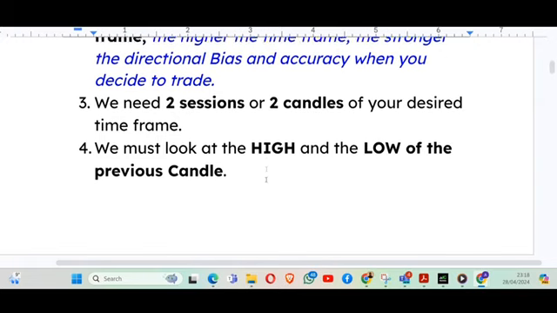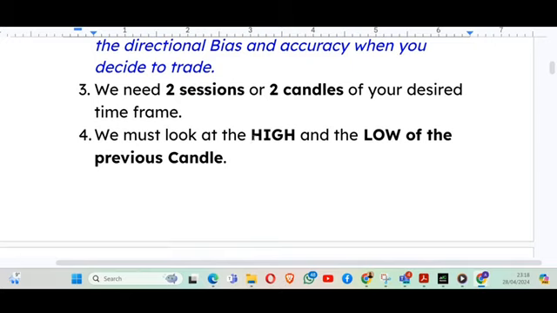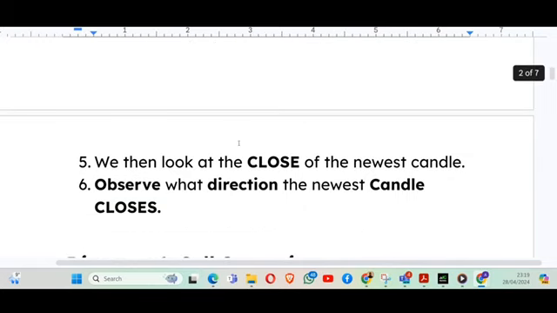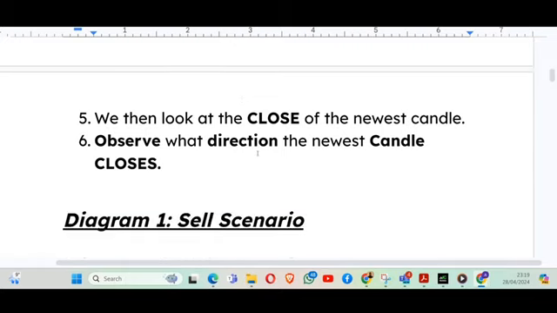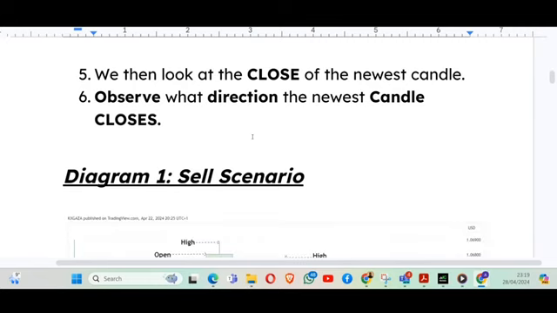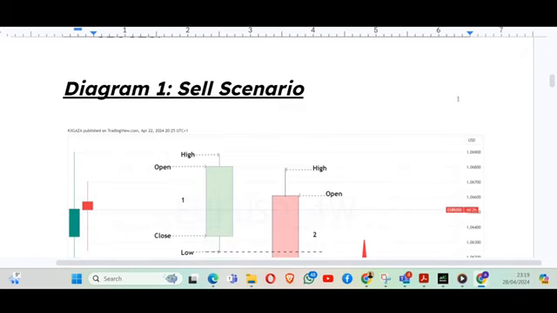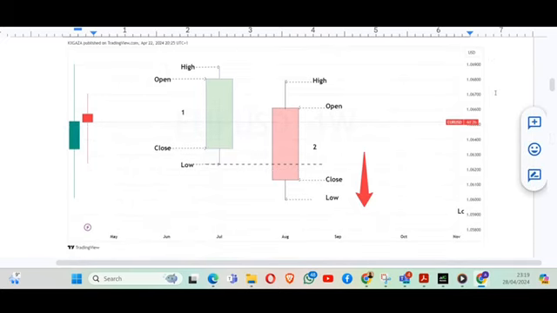Then what we need to do is look at the highs and lows of the previous candle. We then look at the close of the newest candle in comparison to the old candle, candle 1. And then we observe the direction the newest candle closes. Now, here is a diagram of a sell scenario, how it would look. Remember I said we're going to label the oldest candle candle 1, and the most current candle candle 2.